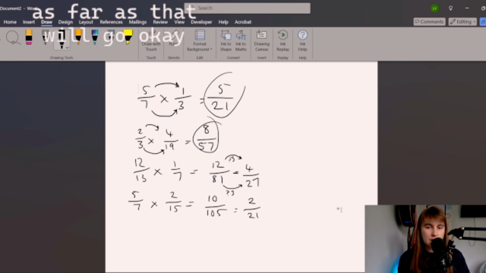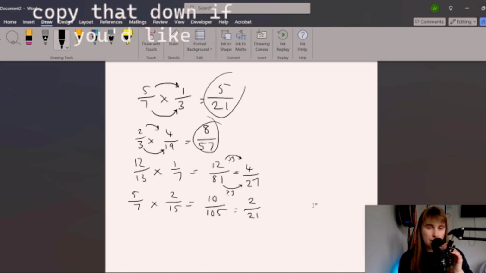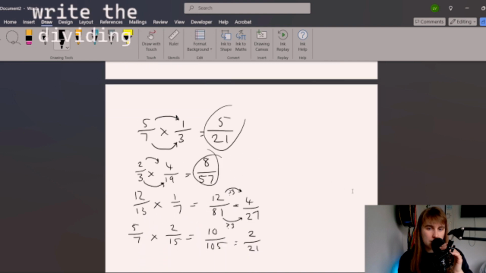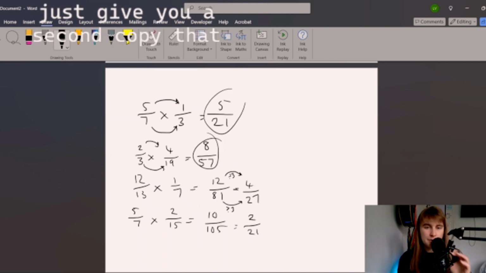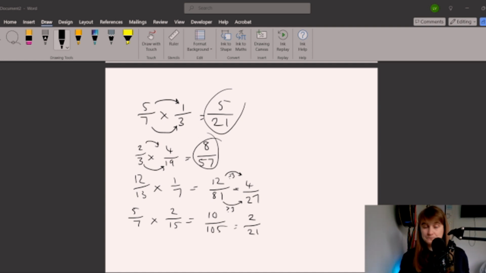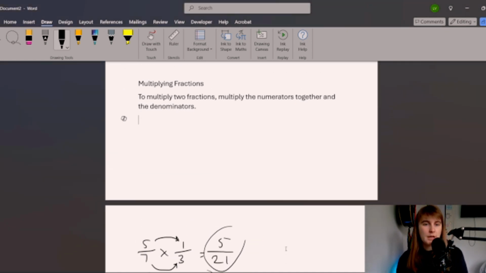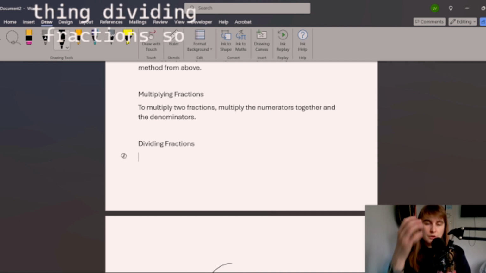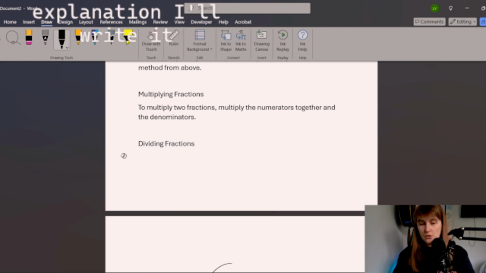Okay, lovely. Right, just going to give you a second to copy that down if you'd like to. And then we're going to look at dividing fractions. So I might write the dividing fractions up here, actually. So I'll just give you a second to copy that down if you want to. Okay, so last thing, dividing fractions. So the explanation, I'll write it down for you to copy as well.